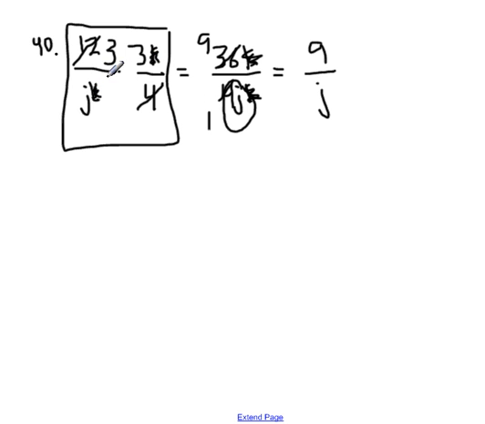And look at what's left. On top of here, you have 3 times 3, which is 9. And on the bottom, all you're left with is j. And that's on the bottom. So you can completely skip this step if you cross cancel first. So it'll speed you up and make you a little more accurate. The less steps you do, the less likely you are to make a mistake on it.